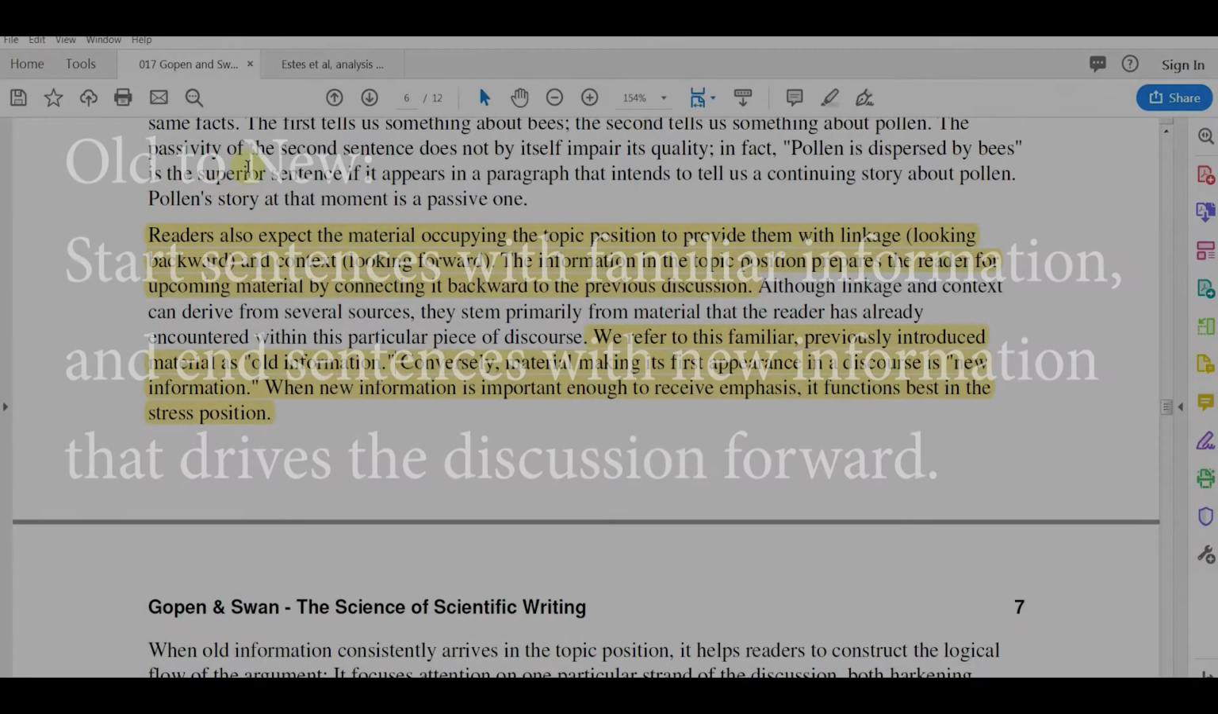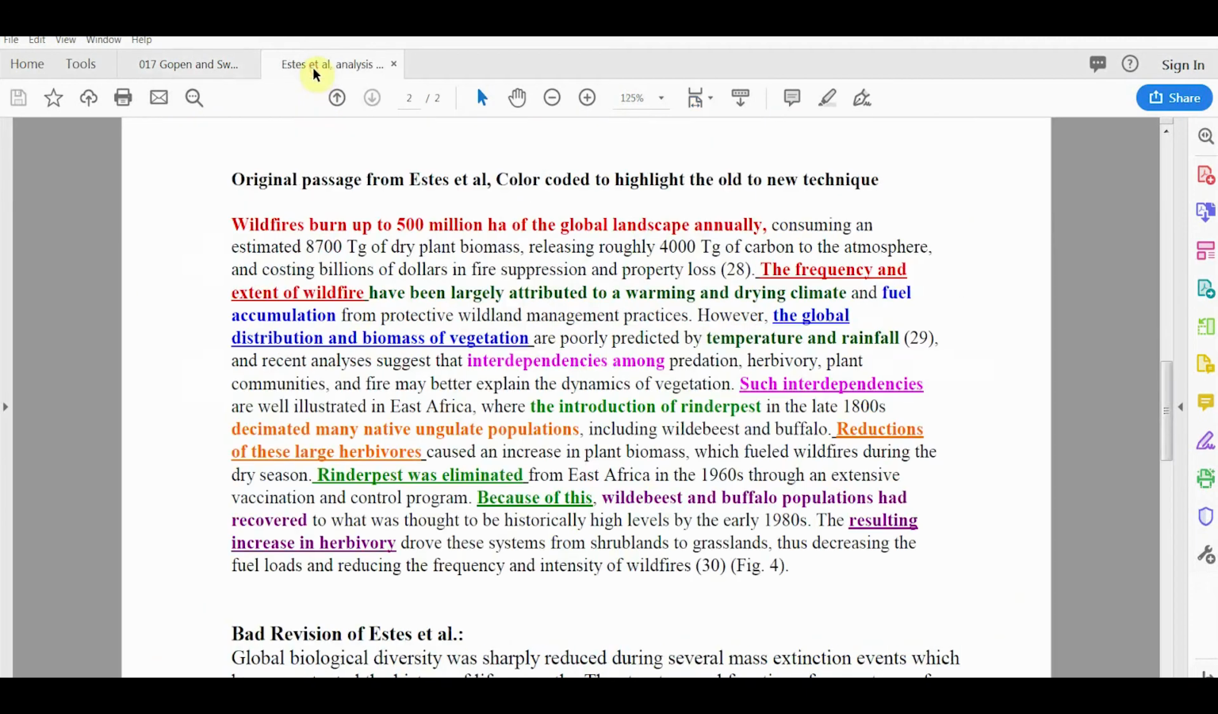I want to quickly look at an example that we are all familiar with. This is an excerpt out of the review Trophic Downgrading of Planet Earth by Estes et al. This version of it is posted on Canvas and it's been color-coded in order to emphasize this technique of old to new. What you can see here is stuff that is in red, and that's the first initial introduction of that concept. We're talking about wildfires here. And then the next sentence starts by referencing something that has already been mentioned.